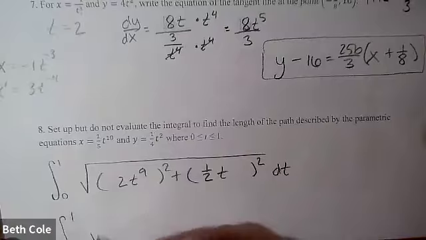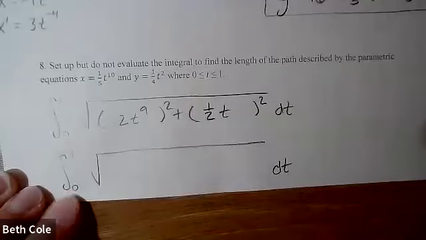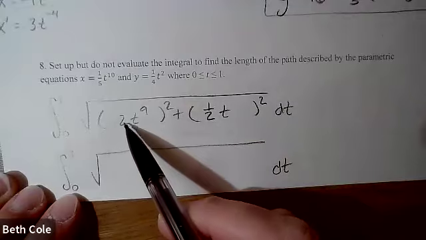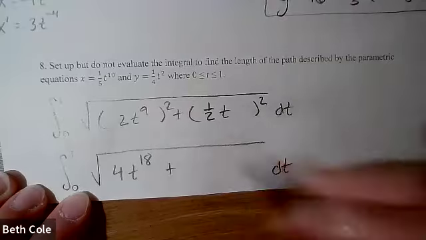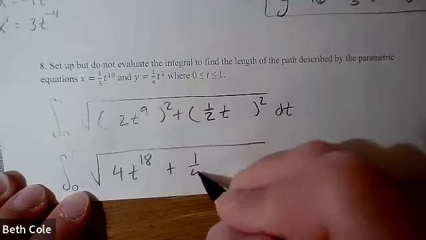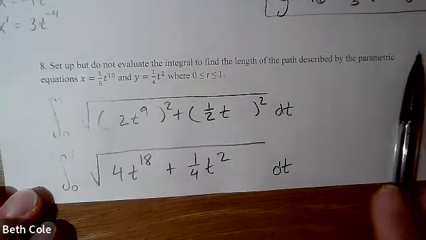This one is multiple choice on your quiz. I can tell you the choices will not look like that. So you are going to have to do one more step to simplify it, but it's just squaring. 2 squared is 4. This will be t to the 18th. Half squared is a 4th, and then t squared. So that is what your final answer will look like.